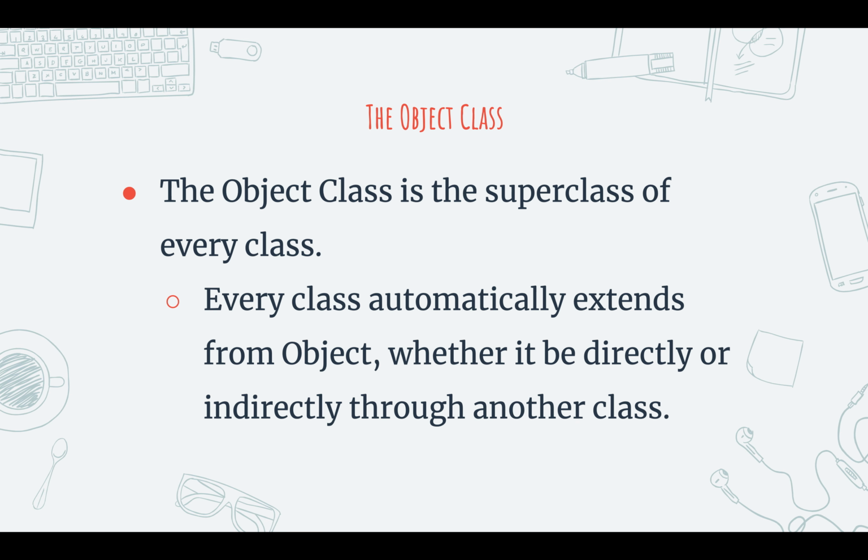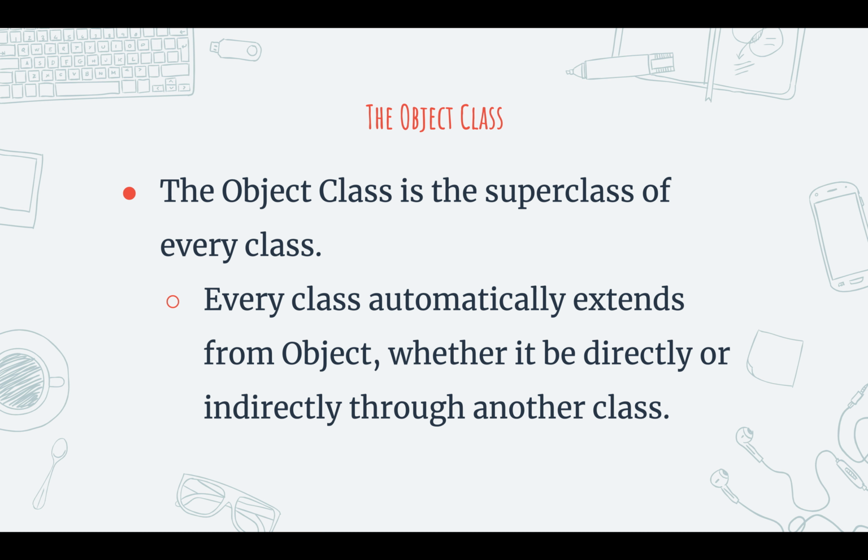Although we haven't gotten to inheritance, I'm going to give you a brief introduction to what inheritance is through the object class. The object class is the superclass of every class, which means that every class is automatically extended from object, whether directly or indirectly through another class. This ties into inheritance because if every class is extended from the object class, that means it inherits the methods within the object class.